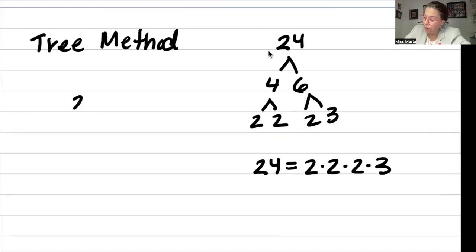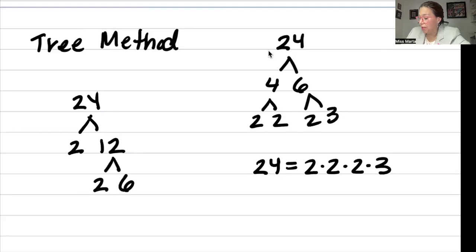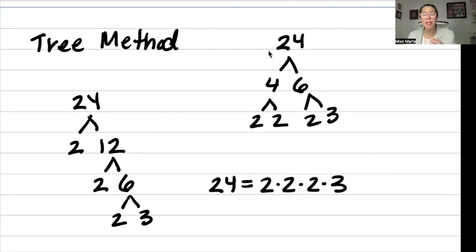I can also take 24 and break it up into, let's say, 2 times 12. And that gives me 2 times 6, and that gives me 2 times 3. And as you can see, in both cases, it gives me the same prime factorization. You can see right here I have 3 2s and 1 3, and here I have 3 2s and 1 3, and that's what I have right here for my prime factorization.